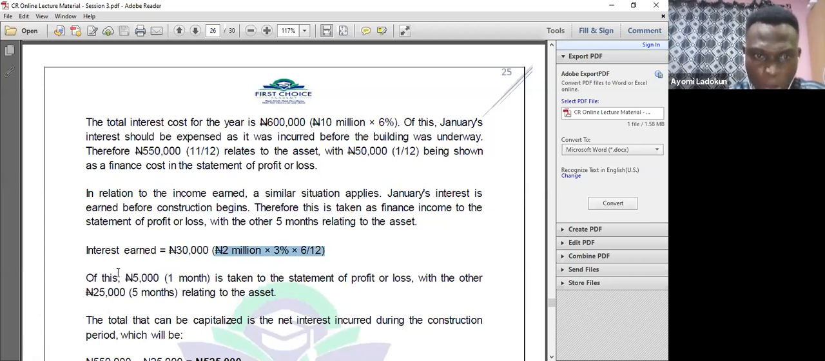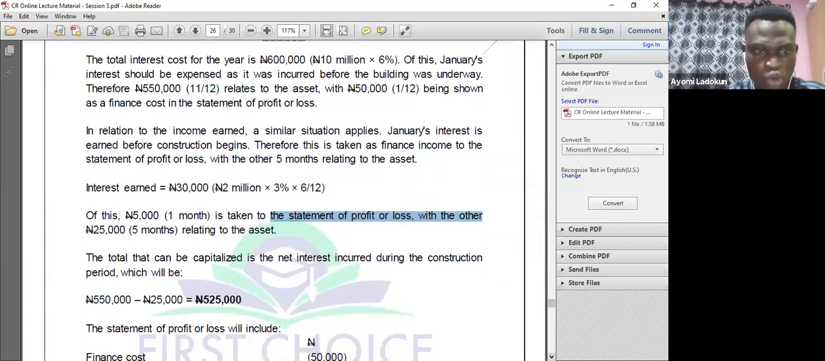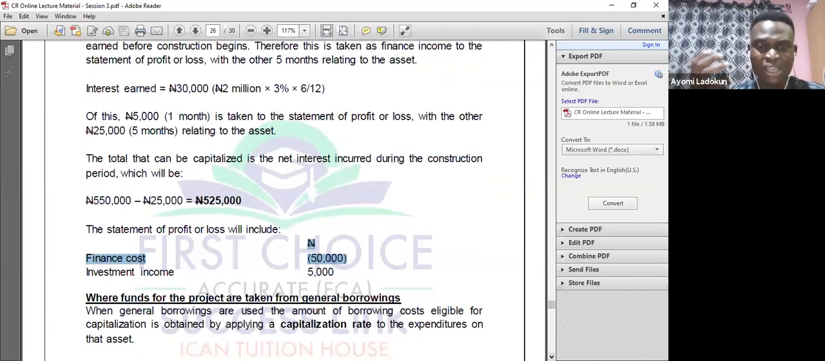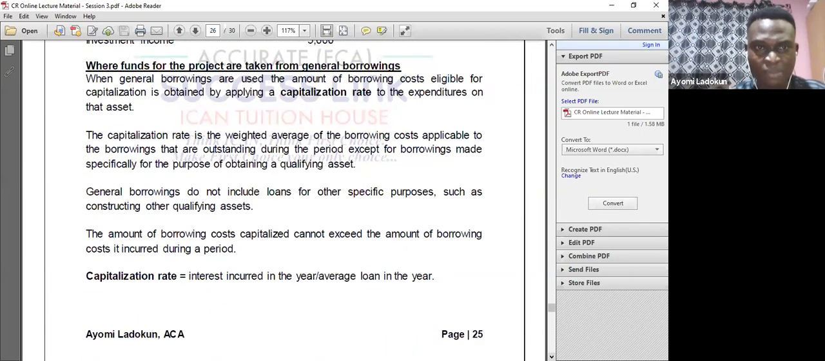The 1 month interest will be taken to profit or loss, and the 25,000 is relating to the asset. So what you now do? The 550,000, normally if we didn't reinvest, this 550,000 should have been capitalized, but because we reinvested, we need to remove it from it. So 525 will now be capitalized. So this is just the accounting treatment. That's all. So let's now look at the last one.